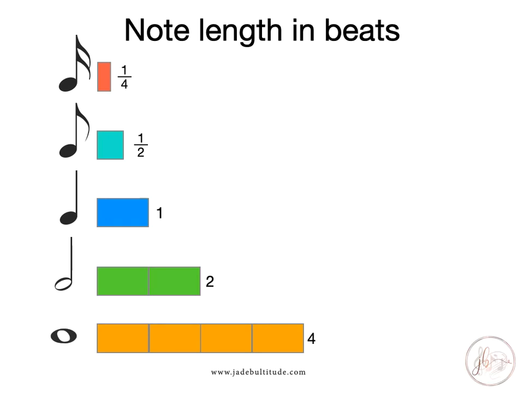So at the top here, we have our semiquaver, which we have just been talking about, and this is a quarter of a beat. Beneath this, we have our quaver, which is half a beat. Then we have our crotchet, which is 1 beat, our minim, which is 2 beats, and then our semibreve, which is 4 beats.